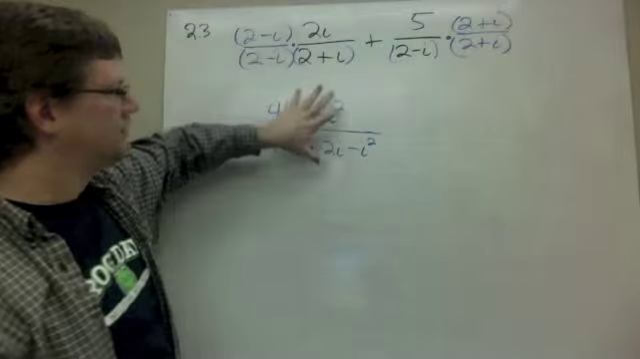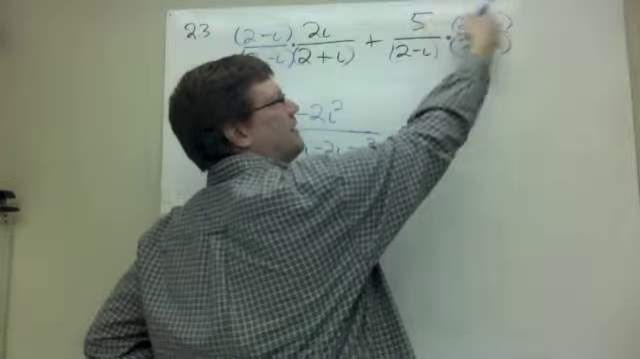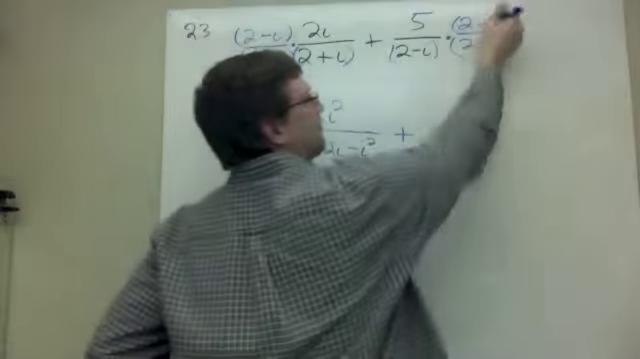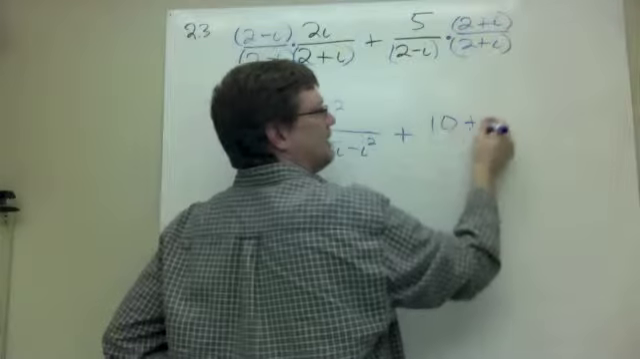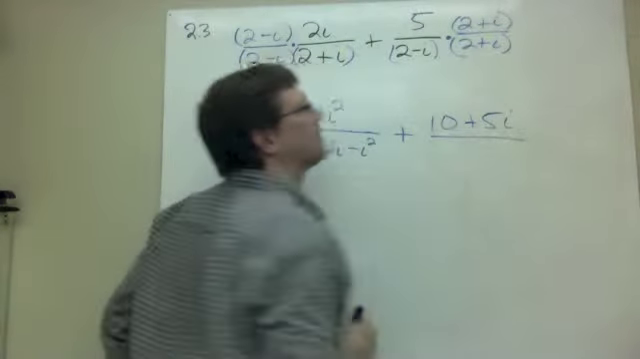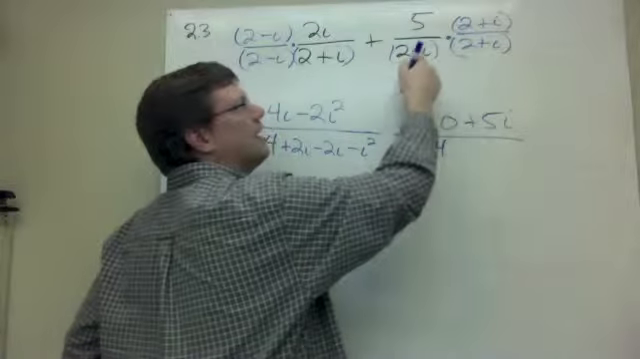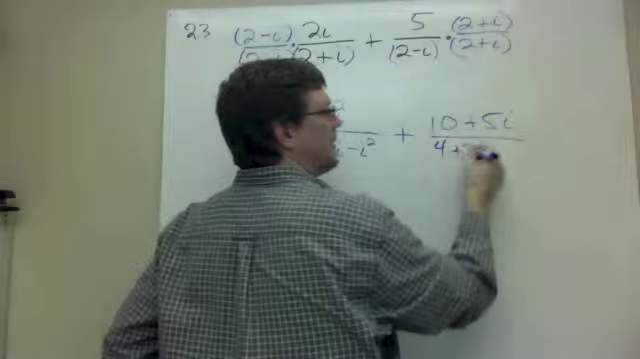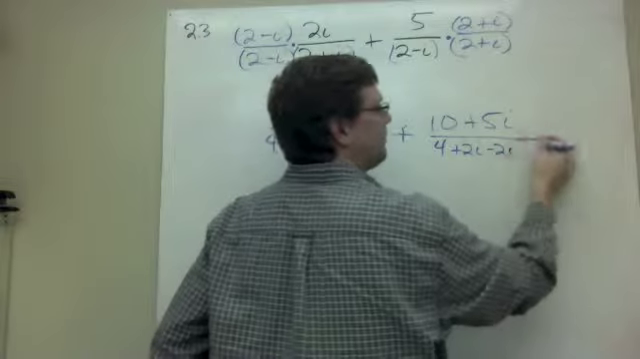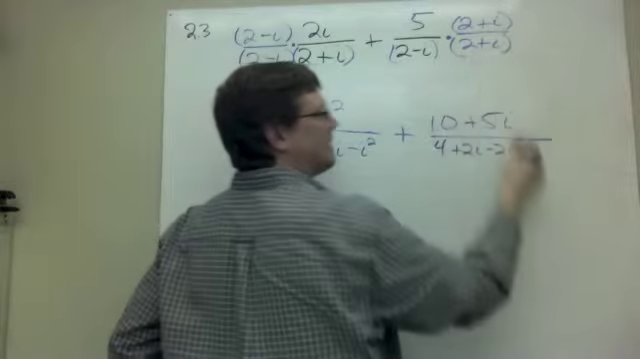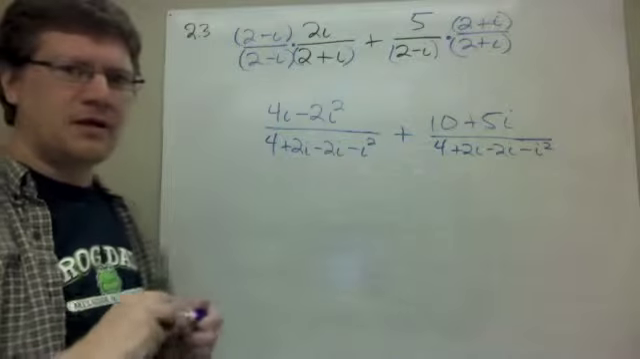Now let's leave that and move on to the next one. We're going to get this 5 times 2 plus i. 5 times 2 is 10. 5 times i is 5i. On the bottom, 2 times 2 is 4. 2 times i is 2i. 2 times minus i is minus 2i. Minus i times i is minus i squared. All right. We've done the calculations.